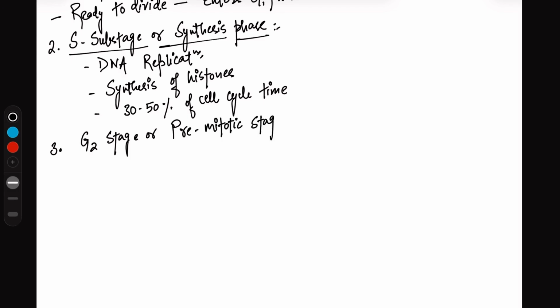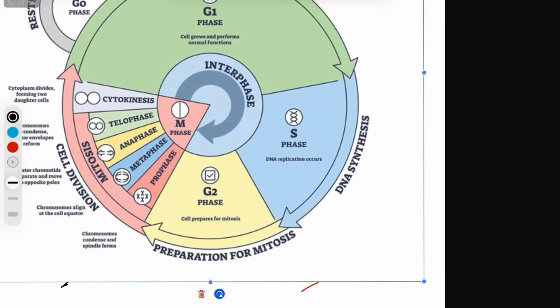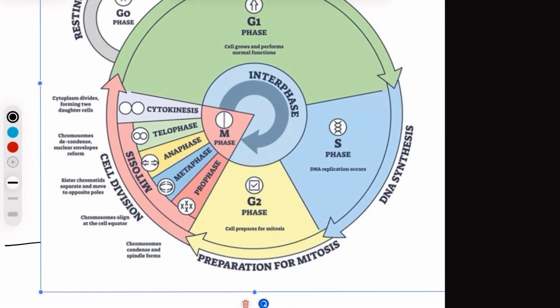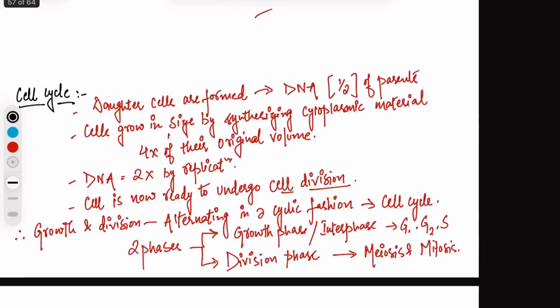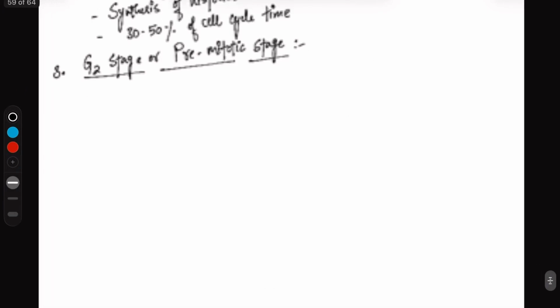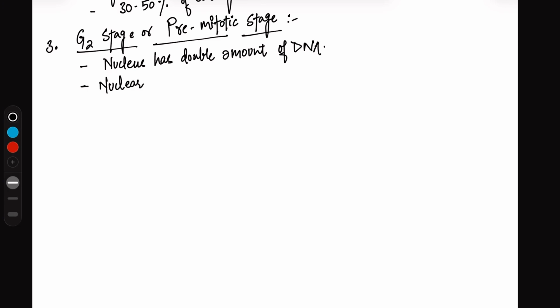The stage which takes place just before mitosis is the G2 stage. In this diagram you can see just before mitosis, the G2 phase is there. Here the nucleus has double the amount of DNA. In this stage, the cell has a nucleus which has almost double the amount of DNA which it originally had. Nuclear volume also increases due to synthesis of rRNA, mRNA and nuclear RNA.